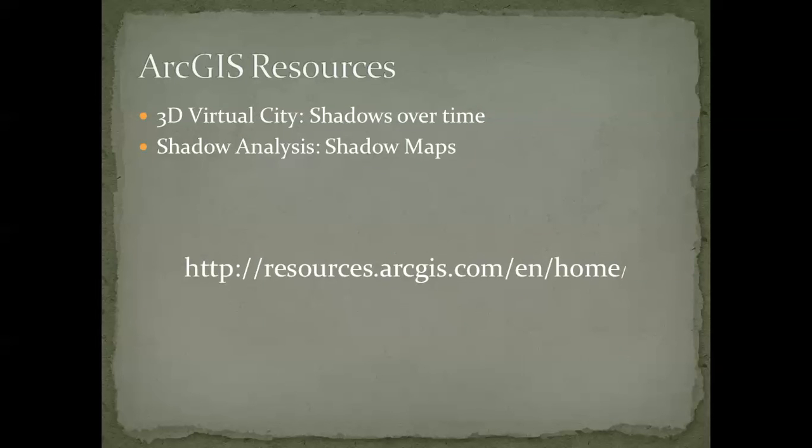Our data sources can be found at the end of the presentation. As you can see right here, ArcGIS resources can be found at http://resources.arcgis.com/en/home. And that's where you can go and search for the 3D virtual city and shadows analysis, where it details how to actually conduct the analysis of the shadow maps themselves.